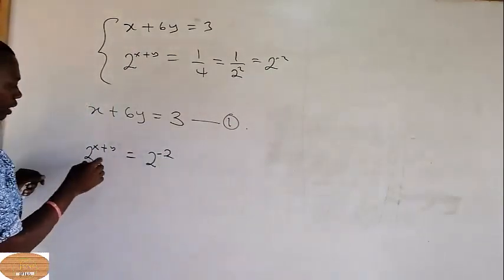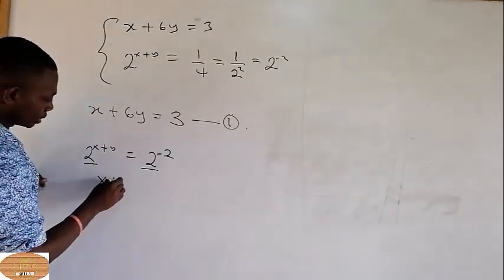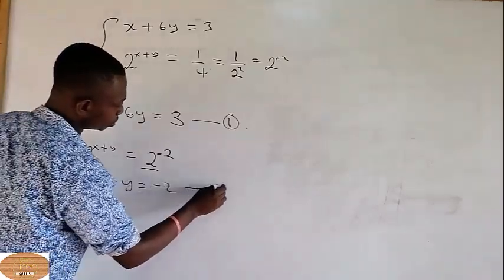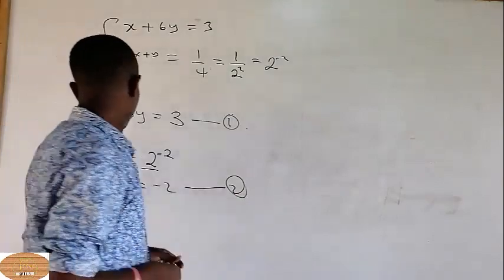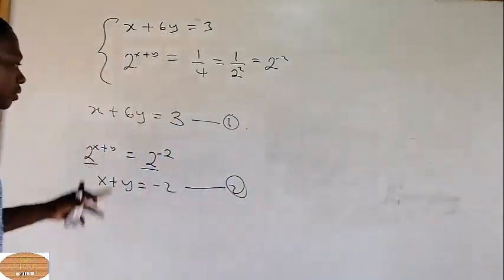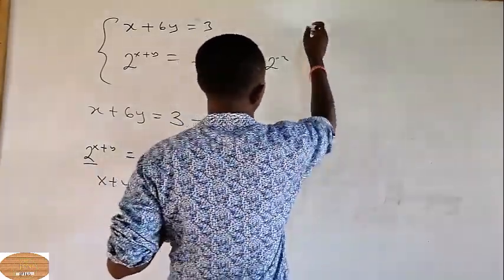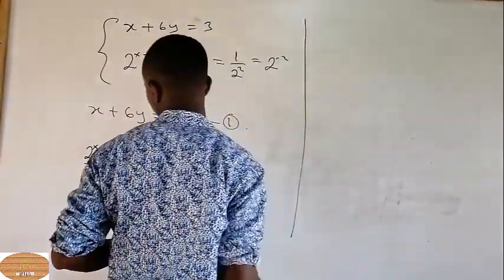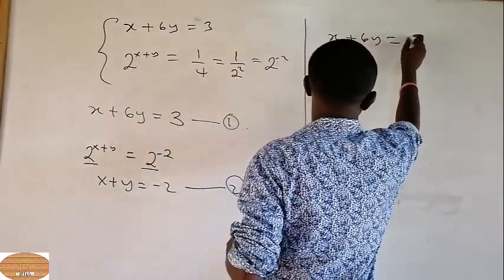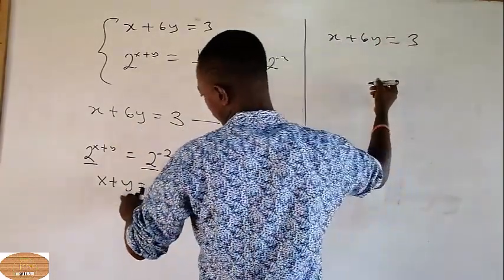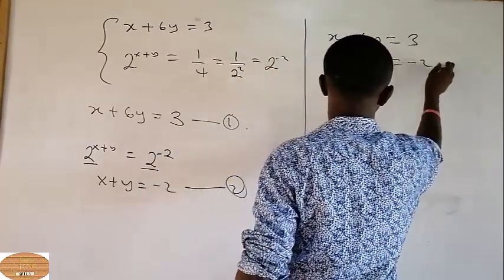Alright, so I have equal bases. So I can say x plus y equals minus 2. So that will be the next equation. Alright, so this one is a simultaneous equation, so you can use any of the methods. Alright, so let's move on. I have equation 1, which is x plus 6y equals 3, then x plus y equals minus 2.